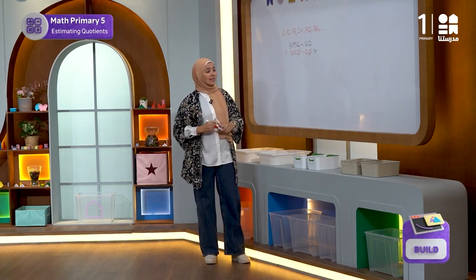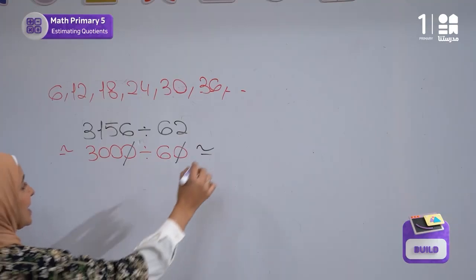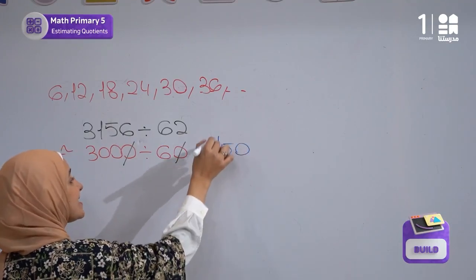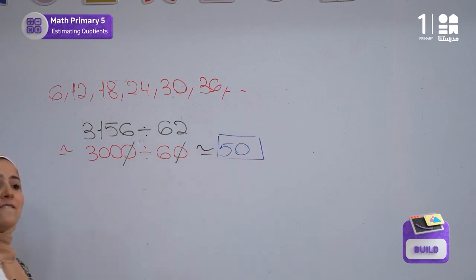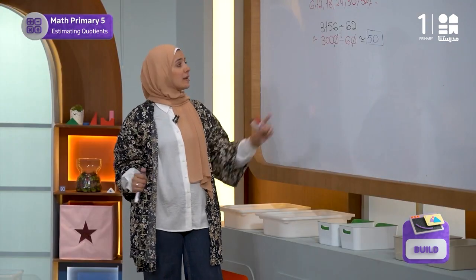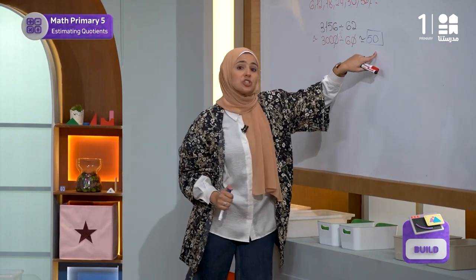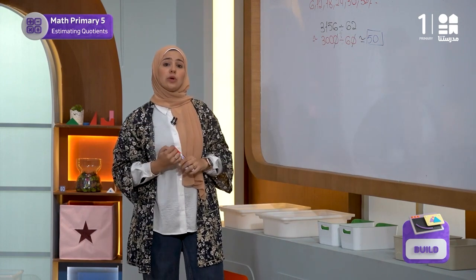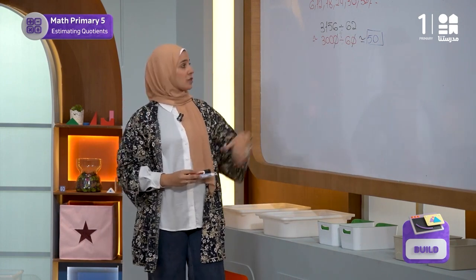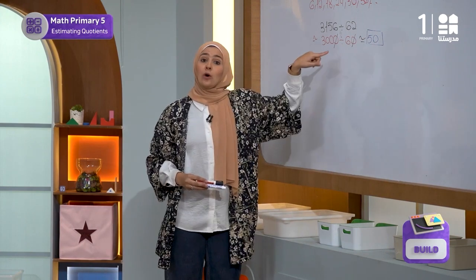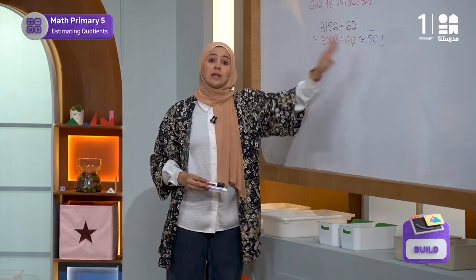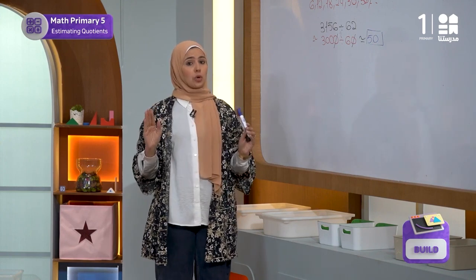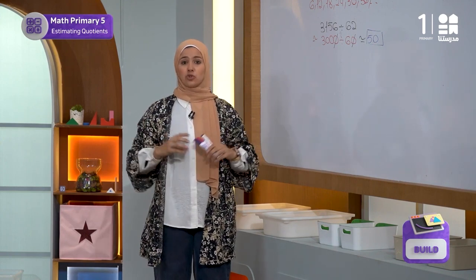Now, how do I divide that? 30 divided by 6 is 5. And we have an extra 0, so the estimated quotient is 50. One more time. The estimated quotient is what? It is 50. Now, this is my estimated quotient, and I want to get the actual quotient. We can solve it using any strategy.